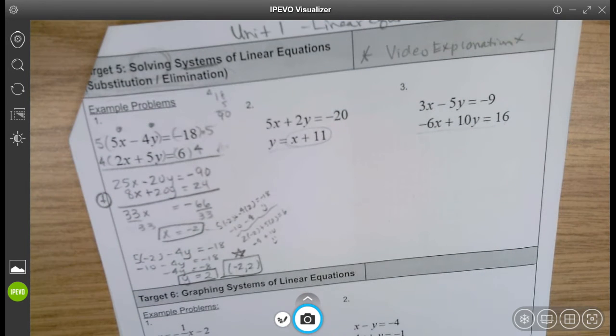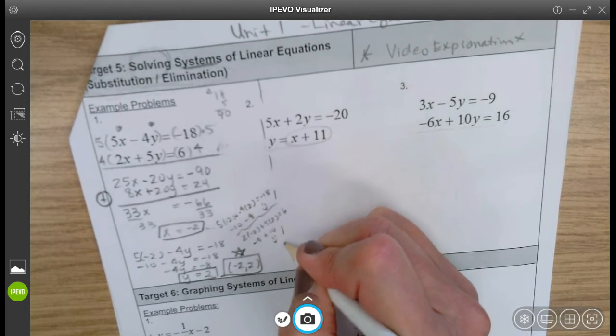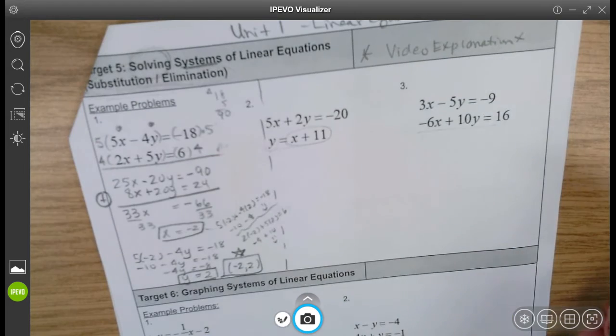Do you need to check every time? Absolutely not. All right. Especially if you are very thorough with your steps. Is it a good idea? Sure, but not always necessary.